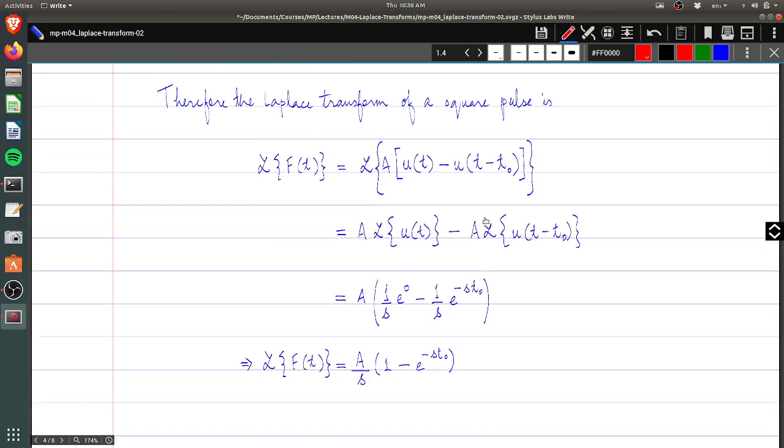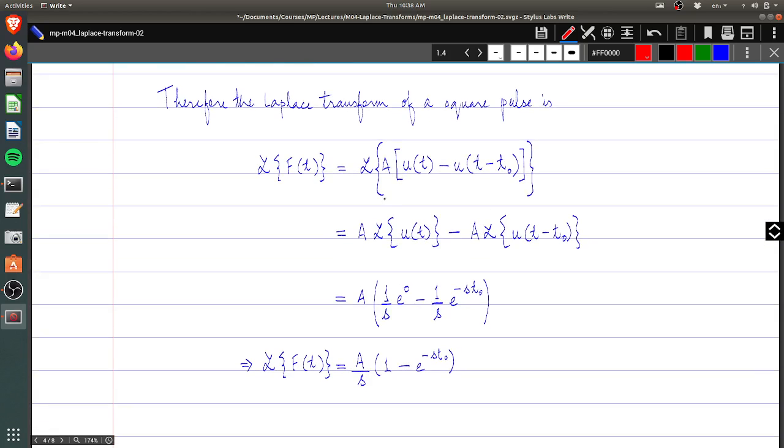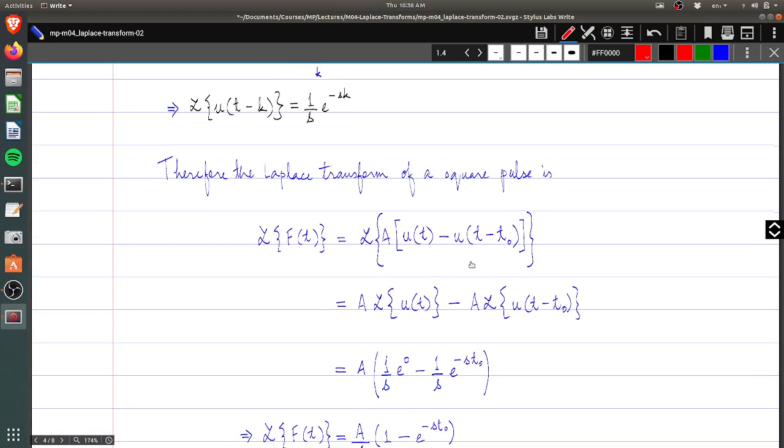Then using the distributive property, since a is a constant, a comes outside. A times the Laplace transform of u of t, minus, because there is a minus sign over here, again a times the Laplace transform of this function itself. Now this is easy because we already know the Laplace transform of the Heaviside step function. So here we have u of t, which implies that k is 0. K is 0 means we'll get a 0 over here. So 1 by s e to the power 0.